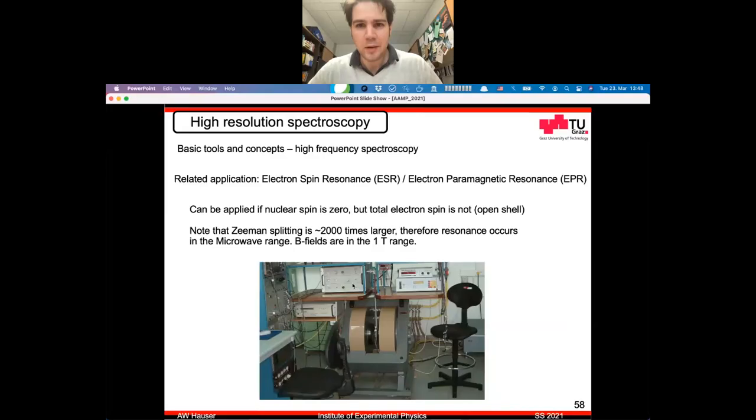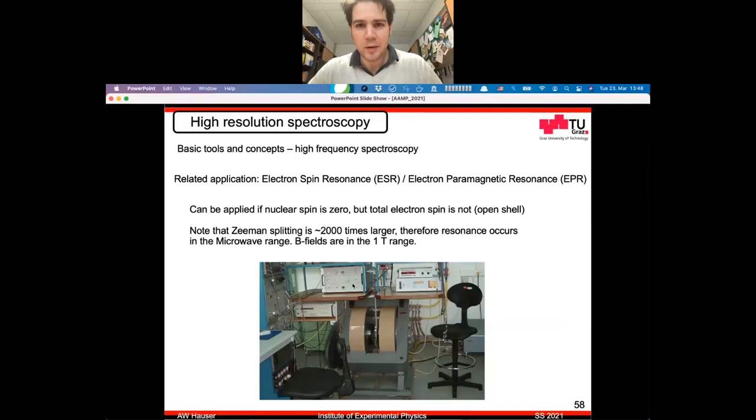And in ESR spectroscopy, so if it's about the spin of the electron, it's about 2,000 times larger splitting, and therefore the energy splittings are in the range of microwaves. Therefore, I think we have a setup exactly here at the Institute of Experimental Physics, one floor above my office here. There is an old ESR machine, and since it's operating in the microwave range, it has these waveguide setups to couple in the necessary power for microwave excitation.